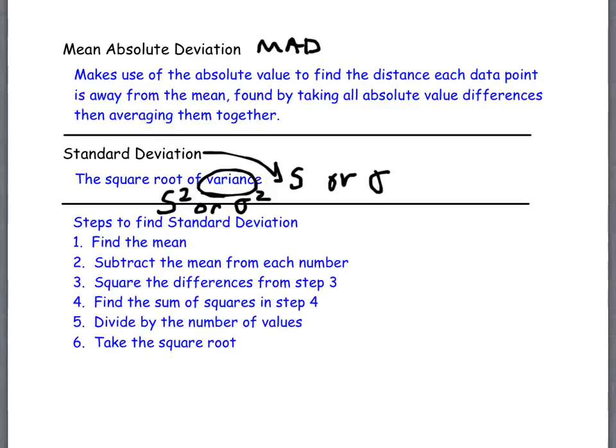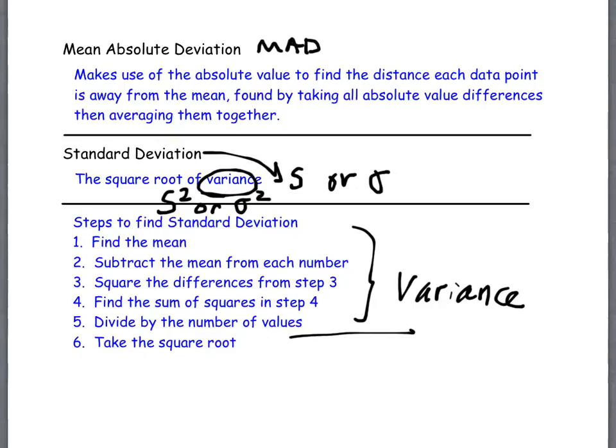I've got a step-by-step process listed here to find variance, and then to find standard deviation. So you find the mean. You all know how to do that now, right? You've known that for a long time. Add things together, divide by the number of values. Second, subtract the mean from each of the individual numbers you're working with. Third, square each of those values, which turns everything into positives. Fourth, add all those values together. Then the next step is to take the average, so we divide by how many values you have. That actually gives you the variance. So if you stopped right here with steps 1 through 5, you'd have variance. The last step, taking the square root, gives you standard deviation.